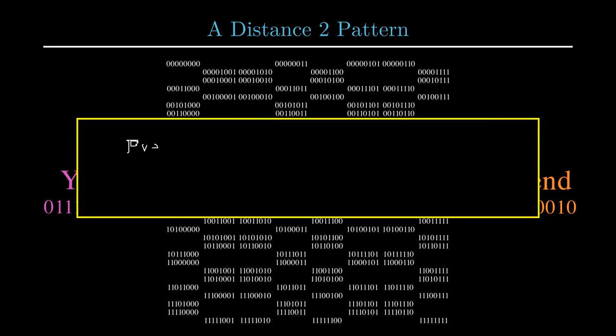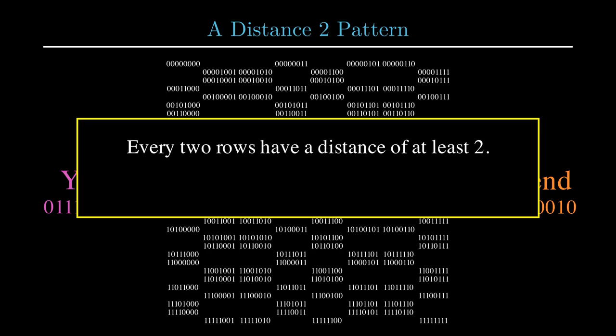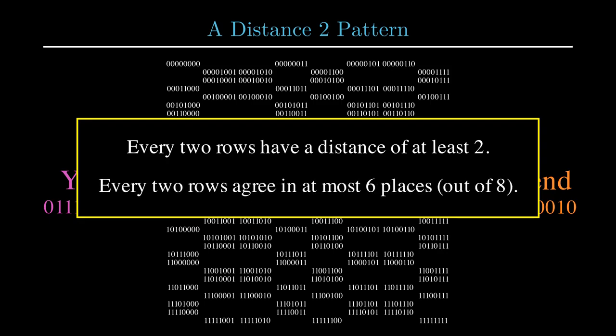The way we define the pattern is as a table in which every 2 rows has at least some distance between them. Using a straightforward restatement, let's see another way to think of it. As a table in which every 2 rows agree in at most some number of places. Differing a lot is the same as not agreeing much. For 2 rows of 8 bits, differing in at least 2 places is the same as agreeing in at most 6 places. The second view will be really helpful to us.